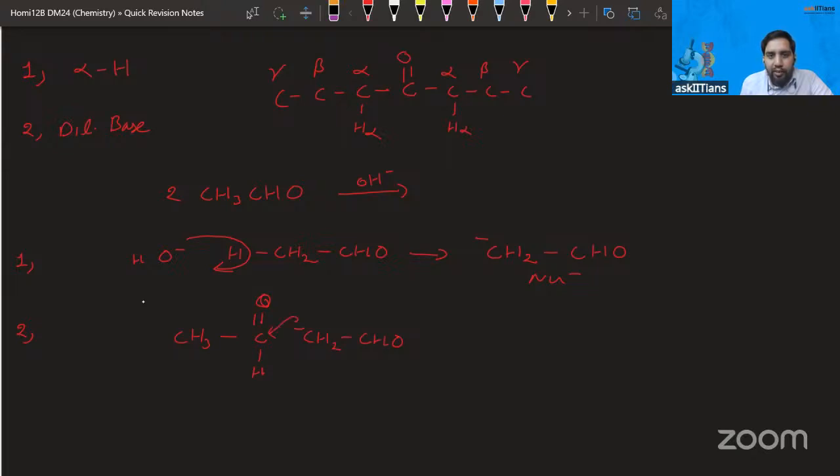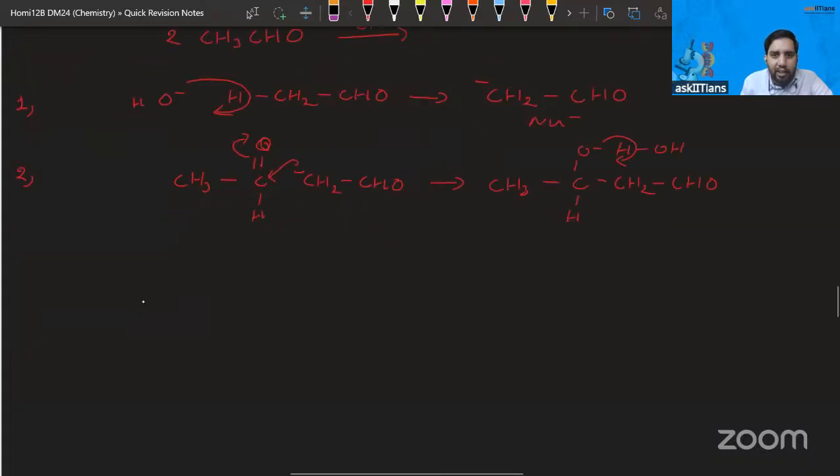5 bonds will be there, so 1 bond is going to break. So we get CH3 CH O negative CH2 CHO. This O negative takes H from the solvent water, and finally we get the desired product CH3 CH OH CH2 CHO.